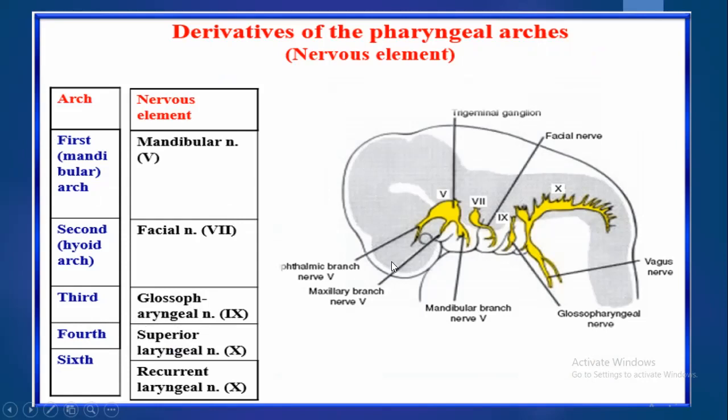And this picture here shows you the nerve supply of each one. This is the trigeminal nerve. Here, this is the ophthalmic branch of the trigeminal, this is the maxillary branch, and this is the mandibular branch of the trigeminal. And here this is the facial nerve, this is the glossopharyngeal, and the last one is the vagus nerve.